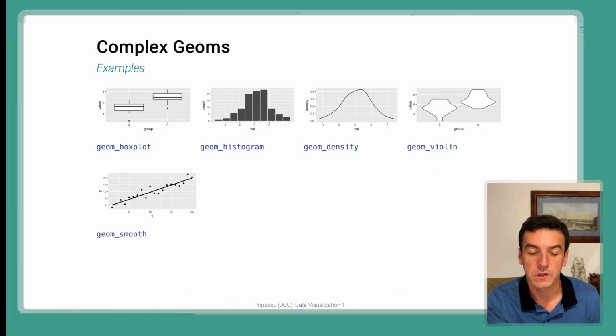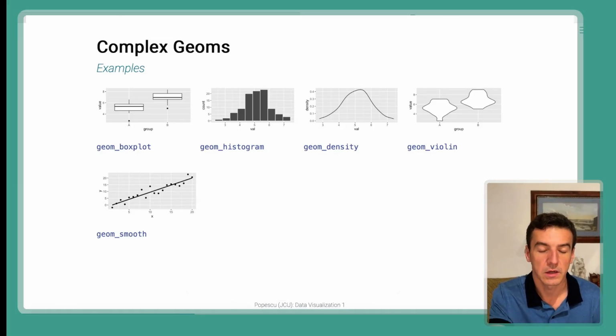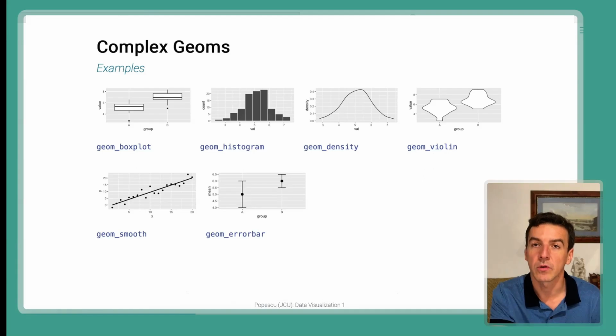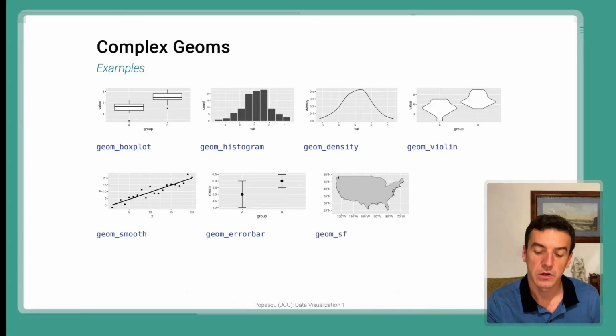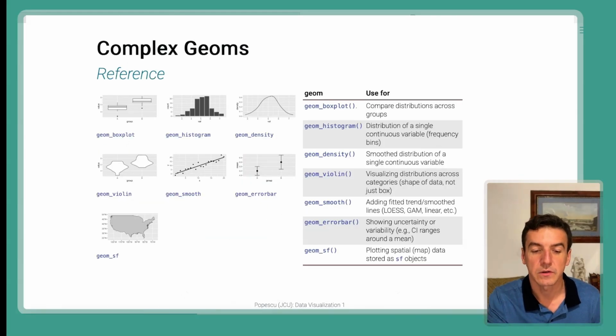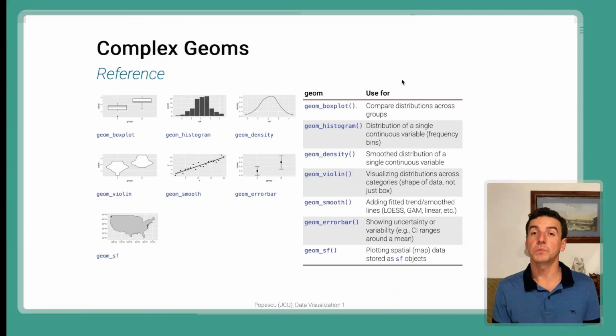Geom Smooth, so these are lines that are fitted within a data set where you have points, or you can have Geom Errorbar. And obviously, sorry, we also have maps, so something like Geom SF. So the question is, when are these used? So the Geom Boxplot, the one here on the left, is a type of graph that allows us to compare distributions across groups.